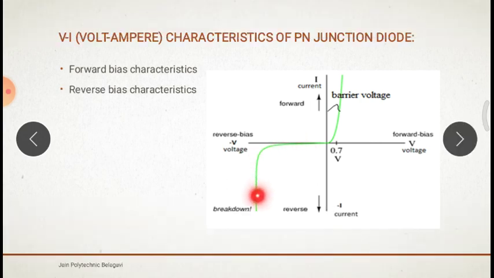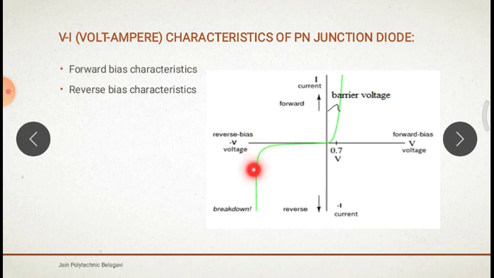What about the reverse bias characteristics? In the reverse bias, I told you that a very small amount of current flows. A very high voltage has to be applied to break down that potential barrier, that is, the depletion layer breakdown has to take place. Only then will charge carriers start to move. For reverse bias we need more voltage, because the width of the depletion region is larger, so you need more voltage to break that potential barrier.